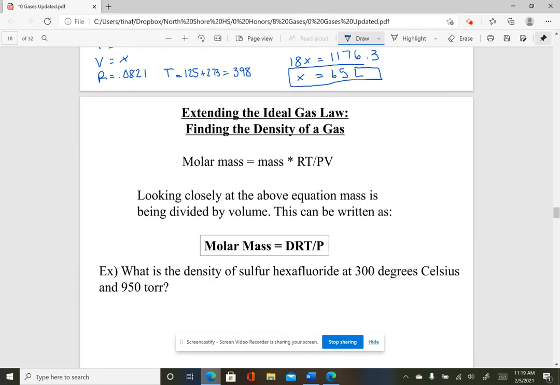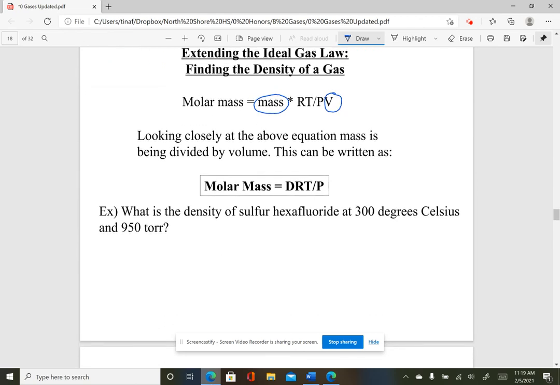Now, because density is mass divided by volume, and this formula has mass divided by volume in it, we can also use this same formula to calculate density. Okay, so let's do this one together. What is the density? I'm solving for that. I'm solving for mass divided by volume. They don't give me a mass or a volume here.